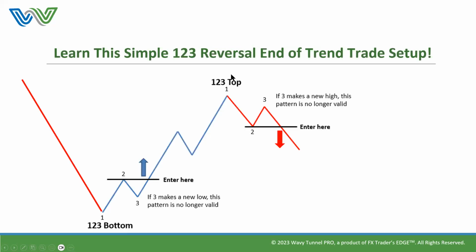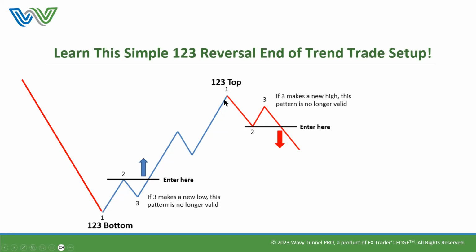This is what a simple 1, 2, 3 reversal end of trend trade setup is. At the market bottom, lower left corner, we have a visible low on the chart. The market moves up for a point 2. This is not waves, this is point 1, point 2. Then the market retraces to a point 3. Point 3 can either make a new low, and then the pattern is no longer valid, or it can continue to move up and take out this point 2, and then we're off to the races. So this is your 1, 2, 3 reversal. This is a confirmation that maybe the downtrend has ended.